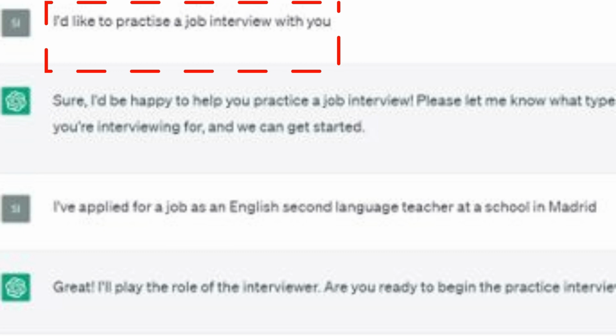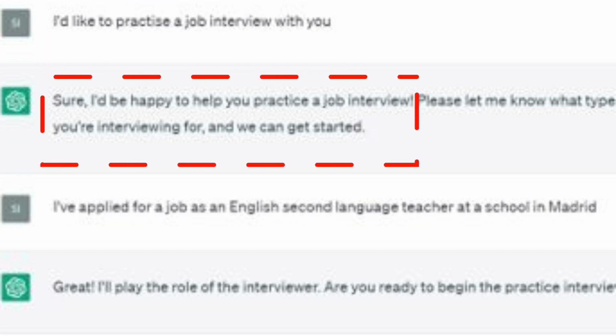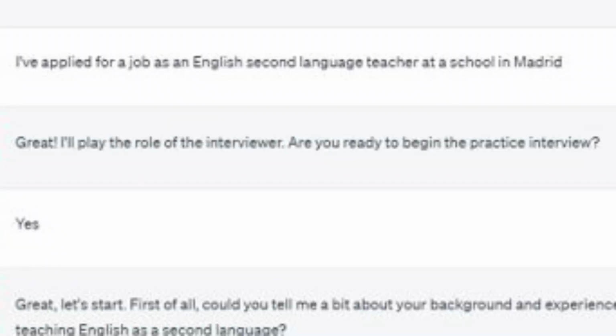And here you can see how I begin the dialogue. I'd like to practice a job interview with you. Sure, I'd be happy to help you practice the job interview. Okay, and then I've applied as an English second language teacher at a school in Madrid. And then we're going to role play it. And then they ask me for more information, obviously.